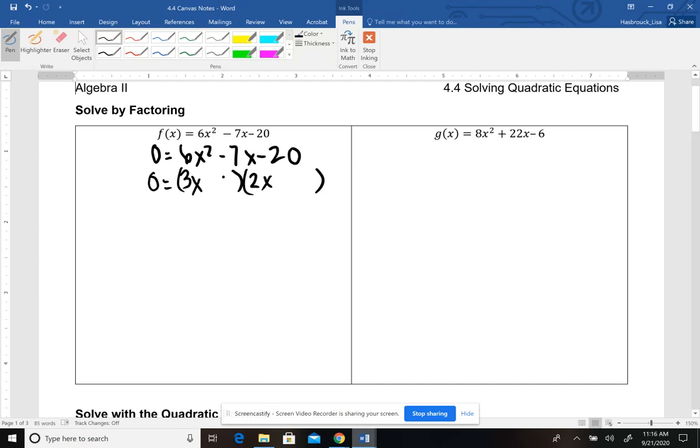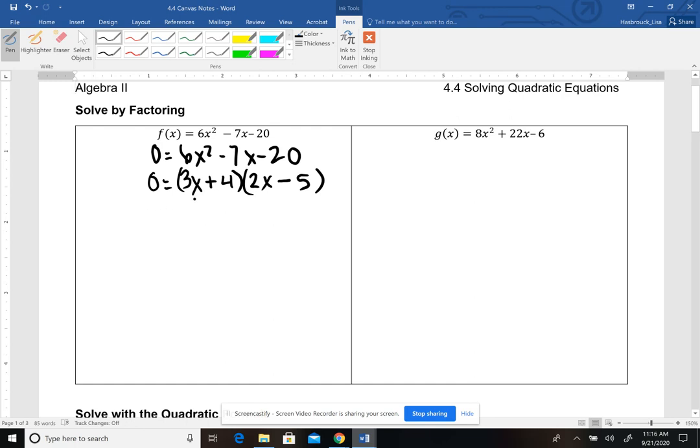So I am going to use 4 and 5. If I check this, I get an 8 in the middle and a 15 on the outside. If the 15 is negative and the 8 is positive, so put signs accordingly like that, we will get the negative 7 in the middle. Now that it's factored, you want to make sure you factor it correctly.